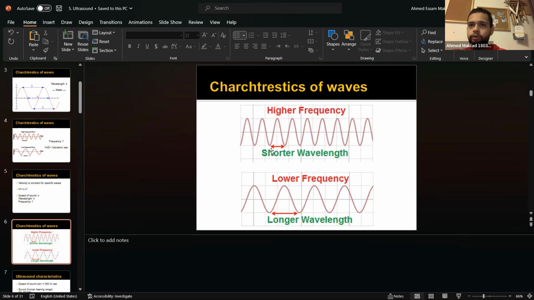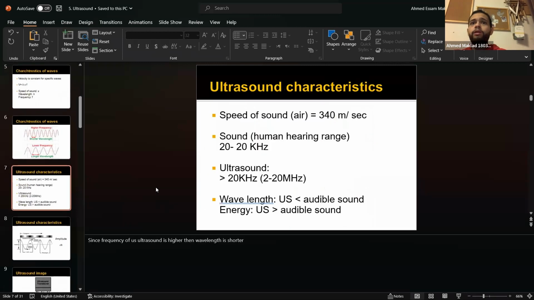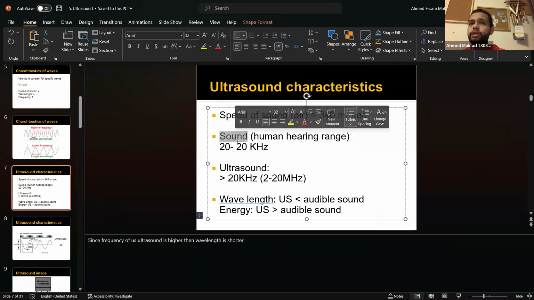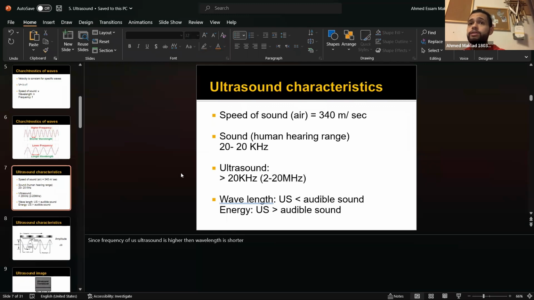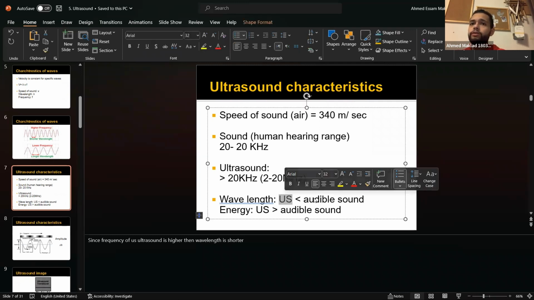Again, the higher the frequency, the shorter the wavelength; the lower the frequency, the longer the wavelength. The sounds that humans can hear are generally in the range of 20 kHz, while ultrasound is way higher than this. This is supposed to be characteristics of ultrasounds, that's it. Ultrasounds are in the megahertz range, so we can't hear them as humans. Ultrasounds are beyond the audible sound.